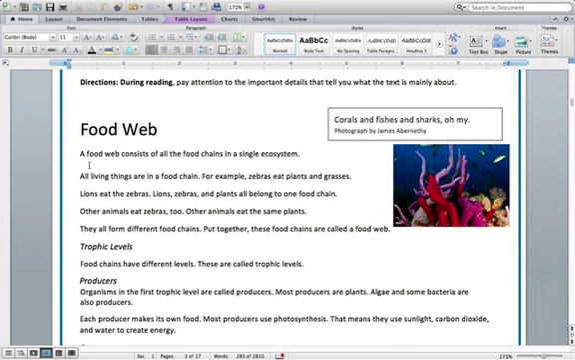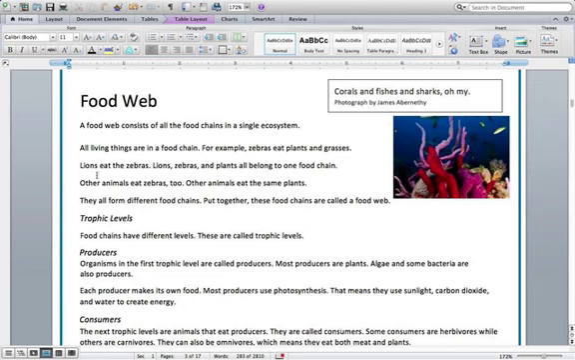Food Web. A food web consists of all the food chains in a single ecosystem. All living things are in a food chain. For example, zebras eat plants and grasses. Lions eat the zebras. Lions, zebras, and plants all belong to one food chain. Other animals eat zebras too. Other animals eat the same plants. They all form different food chains. Together, these food chains are called a food web.